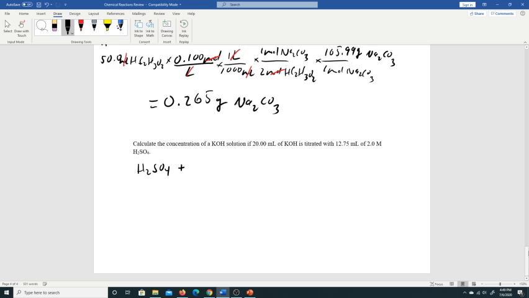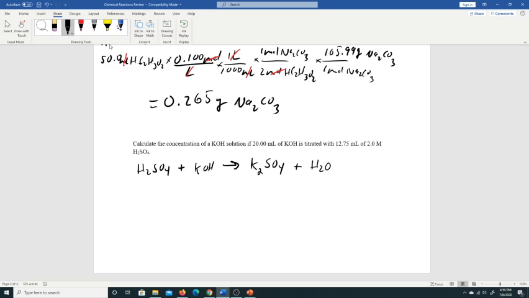H2SO4 plus KOH, acid and base mix, salt and water. Salt is going to be K with SO4. Now I know K has a positive 1 charge. Sulfate's a minus 2 charge, so it's K2SO4. You need to know that. You will not be given a polyatomic ion chart in the test, so you need to know the charges of the polyatomic ions. Plus, H with OH is H2O.